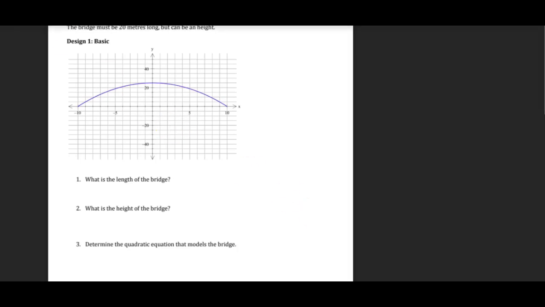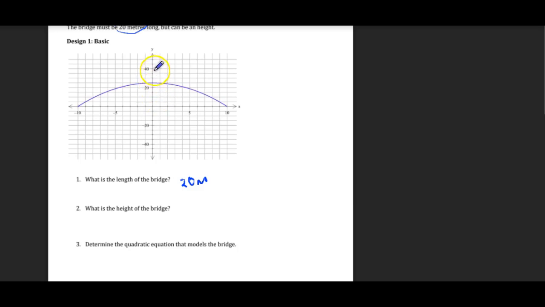What is the length of the bridge? So it's here from -10 to 10. So the length of the bridge, assuming it's in meters. It also says it in the question here. What is the height of the bridge? So we can see that height here. So we can just read that straight from the scale if we like. So here we're at 20 and here we're at 40.